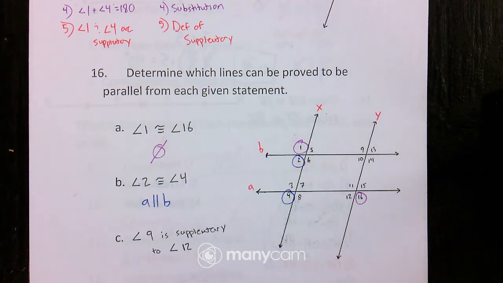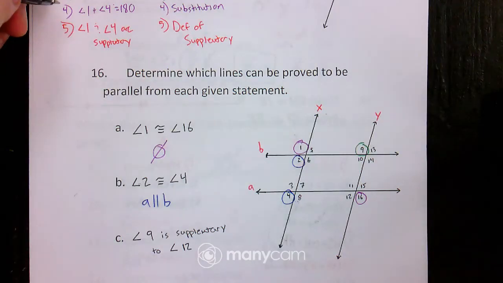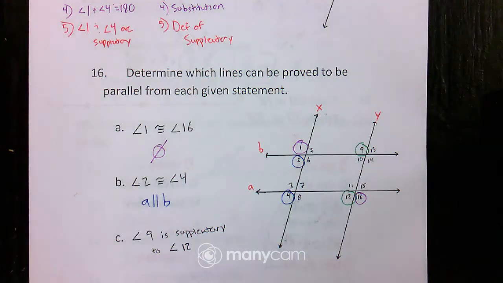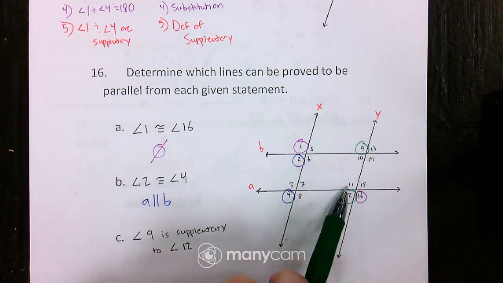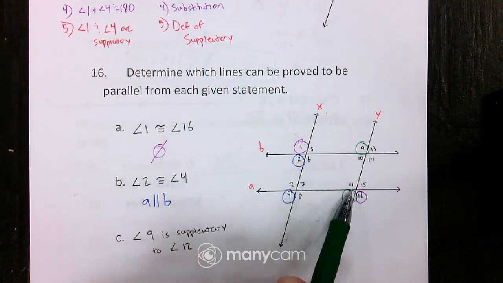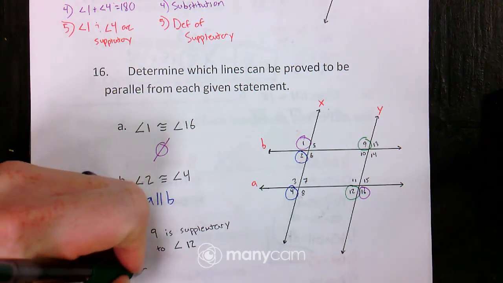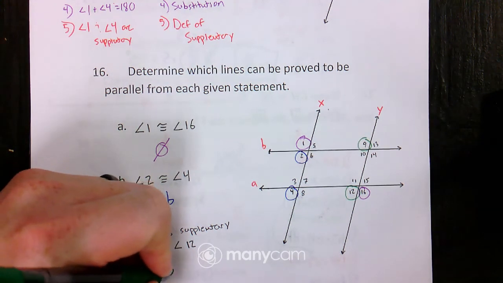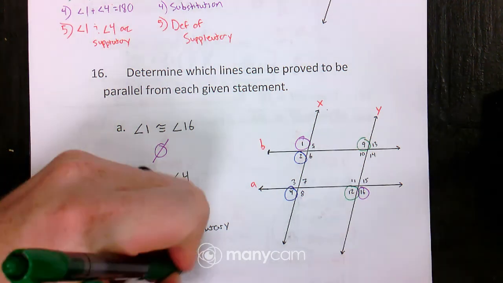If I say that angle 9, which is over here, is supplementary to angle 12, okay, then what two lines do I know are parallel? Well, I know that if they're parallel, then 9 and 11 would be congruent. And if 9 and 11 are congruent, then that means that it would be supplementary to 12. So I could say that A is parallel to B. No, sorry. Yes, A is parallel to B.